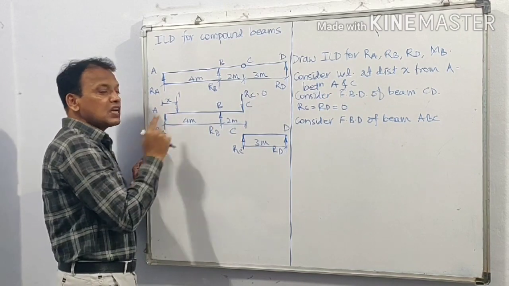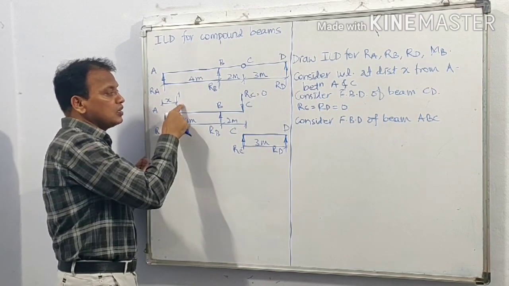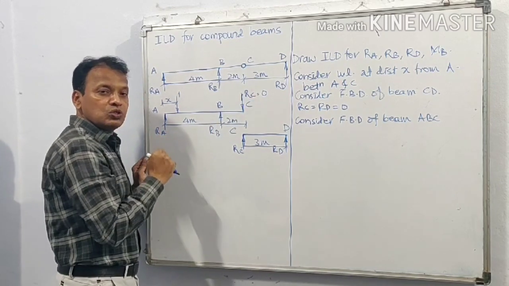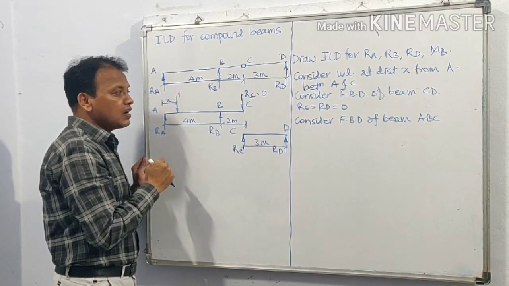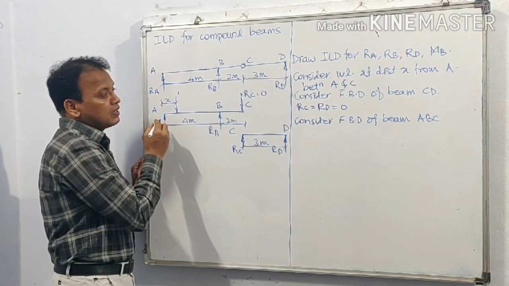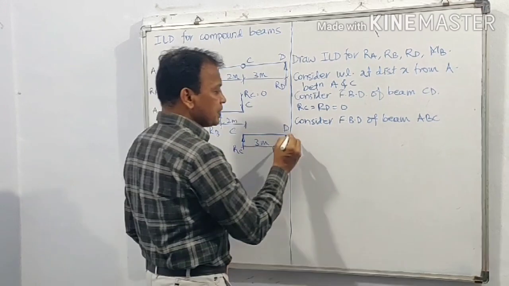Now how many forces are acting on the beam? RA, unit load, and RB. There is RC, but RC is equal to 0. Therefore we are not considering RC. Only 3 forces are acting on the beam. Let us apply analytical conditions of equilibrium.